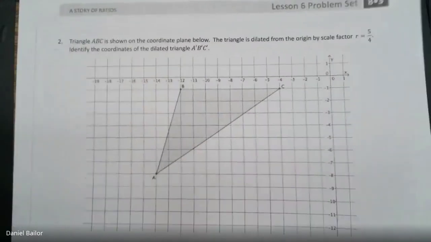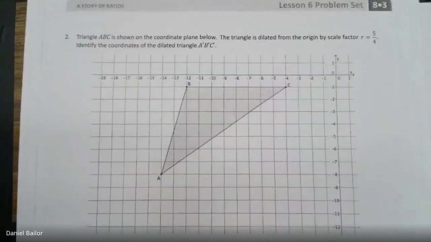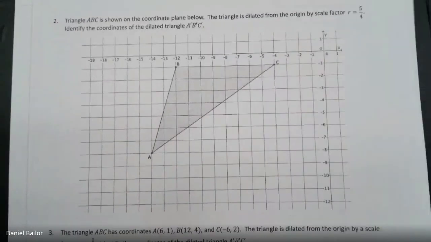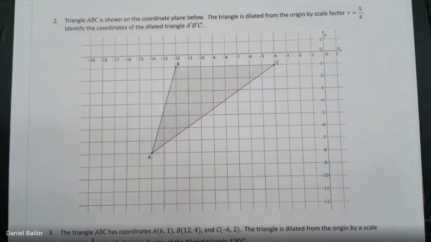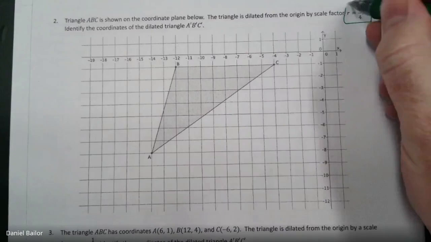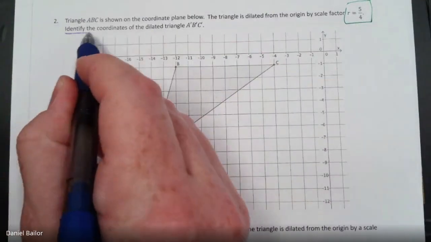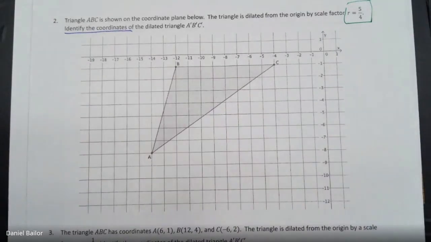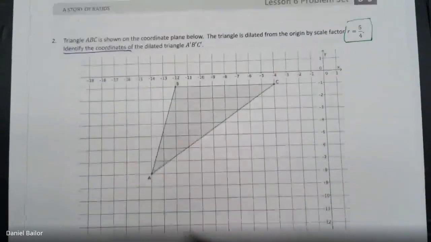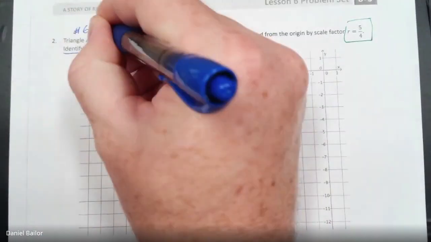On page 70, your problem set continues, and they give you a triangle, and it says it's dilated by the scale factor 5/4. This time it also says identify the coordinates. So it does not say draw. You do not need to draw this one either. So this one is also going to be like number 6 on page 60.